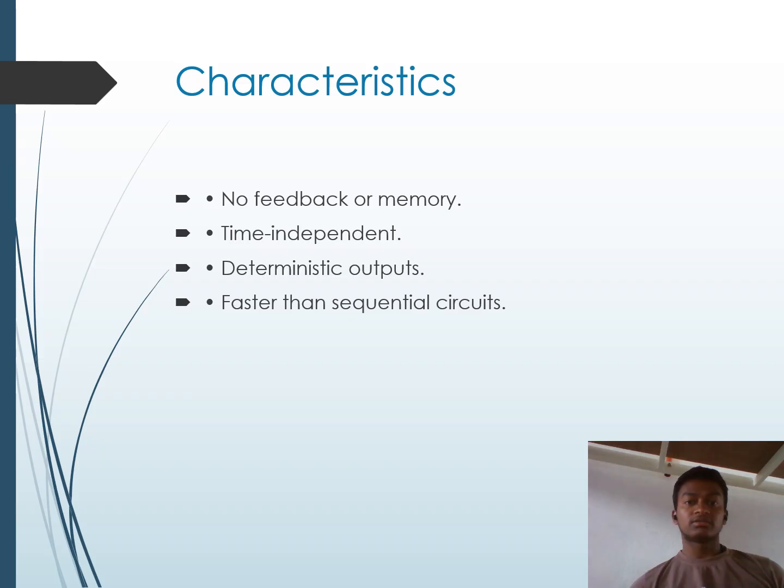So combinational circuits have some key characteristics. First, they have no memory, so the output only depends on present inputs. Second, they're time independent, meaning the moment the inputs change, the output changes instantly. Third, they are deterministic, so the same input combination always produces the same output, unlike sequential circuits, whose output depends on the previous output.